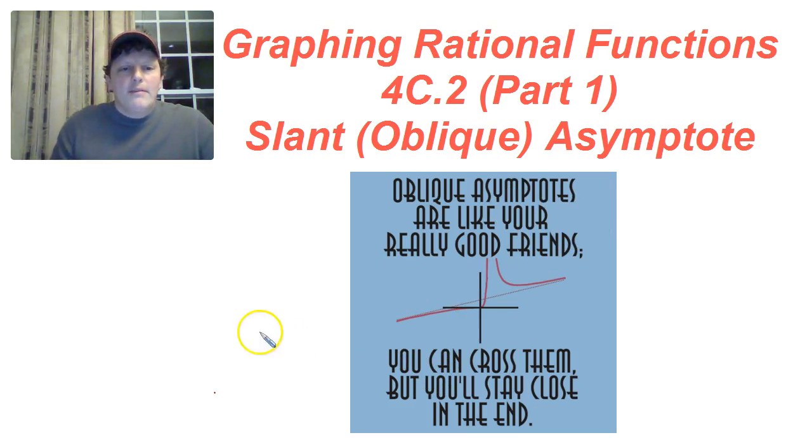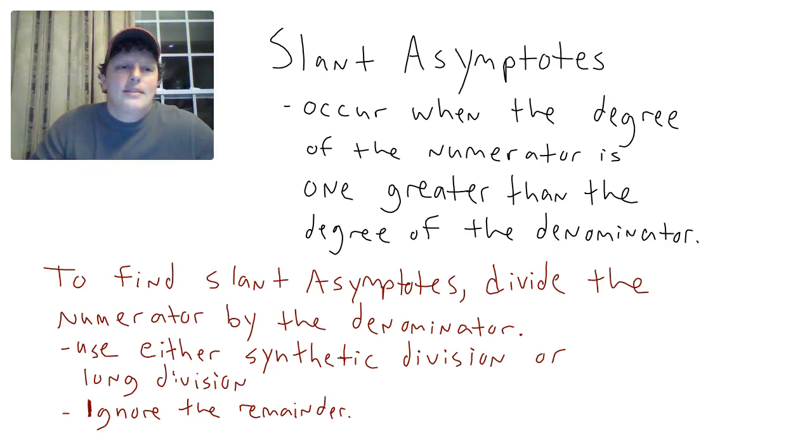So we've talked about vertical or up and down asymptotes and horizontal or left and right. Now we're going to add the ones that are slanted, and we've got to figure out how to graph those and how to find them when they show up. These types of asymptotes show up when the degree of the numerator is exactly one greater than the degree of the denominator. And when this happens, we often end up with what's called a slanted asymptote.